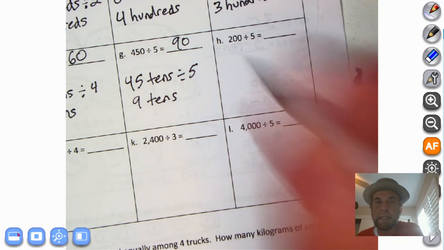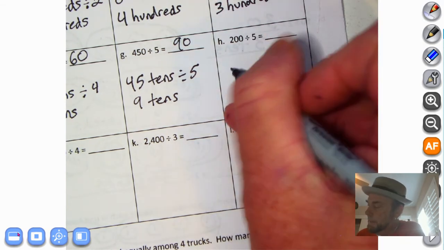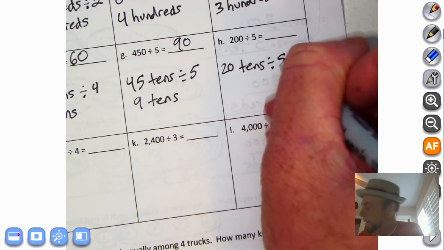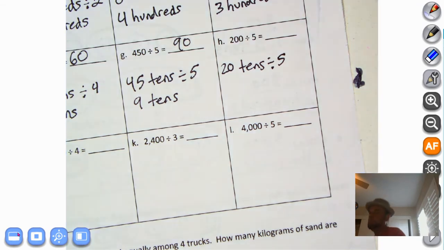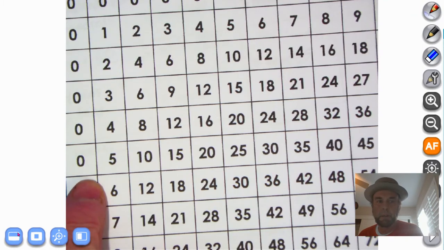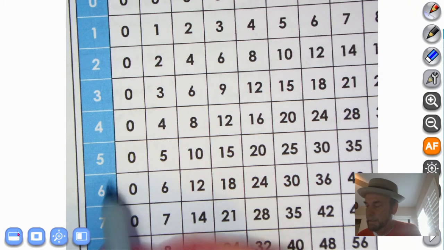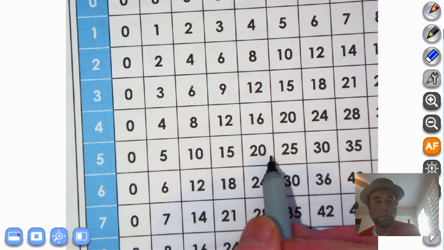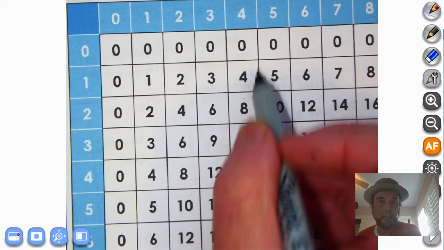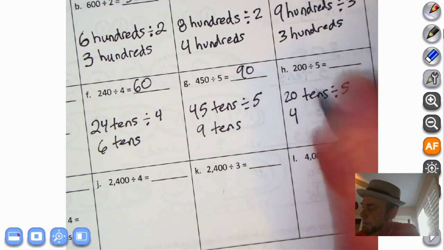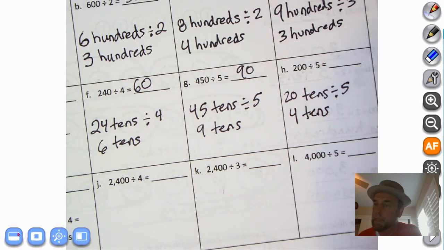200 divided by 5. How many tens are in 200? Well, there's 10 tens in 100. So it'd be 20 tens divided by 5. And let's go get our chart again. Okay, I know 5 times a number is going to equal 20. Okay, 5 times 0 is 0. 5 times 1 is 5. 5 times 2 is 10. 5 times 3 is 15. There's 20. 5 times 4. And I could double check by going up here. Yeah, 5 times 4. So it would equal 4, but not just 4, 4 tens. So that makes 40. Ta-da! Let's go to our next example.